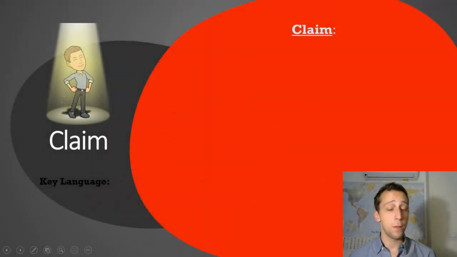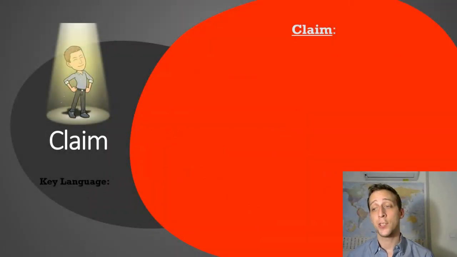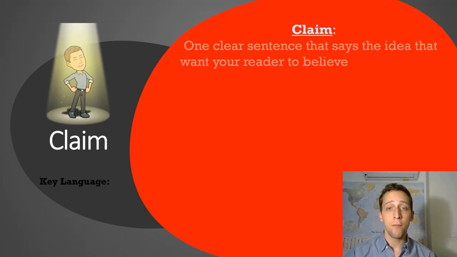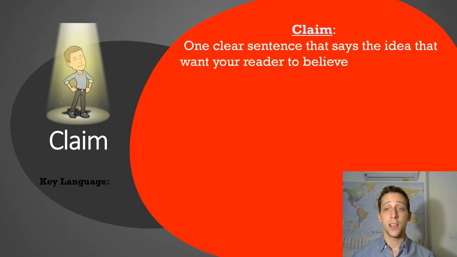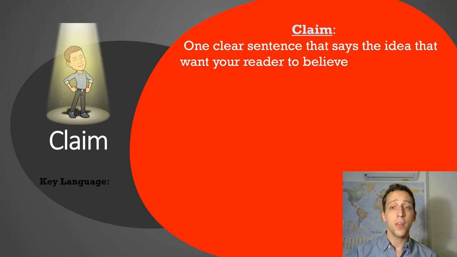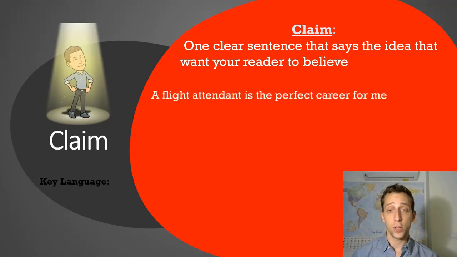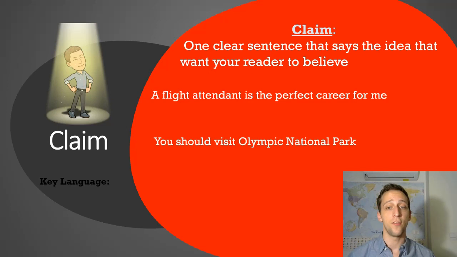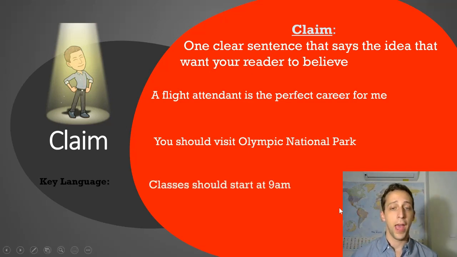When I start a persuasive paragraph, I need to start with a claim. And the claim is one clear sentence that says the idea that I want my reader to believe. And you guys did this with your first personal statement that you did. So a flight attendant is the perfect career for me. It could be using tourism. You should visit Olympic National Park. And with my paper, classes should start at 9 a.m. This is what I want my reader to believe, and that's what I'll start with.